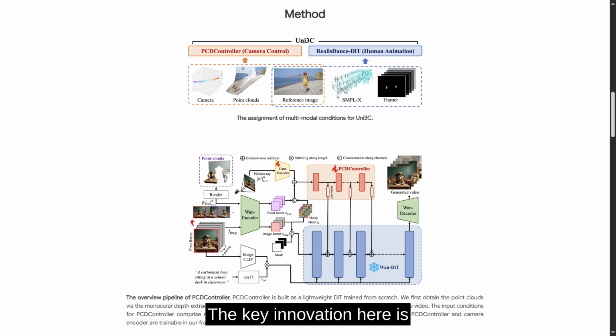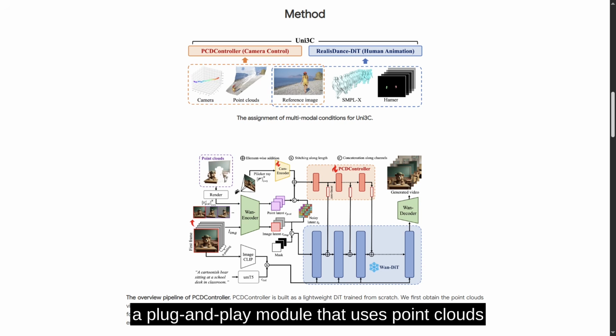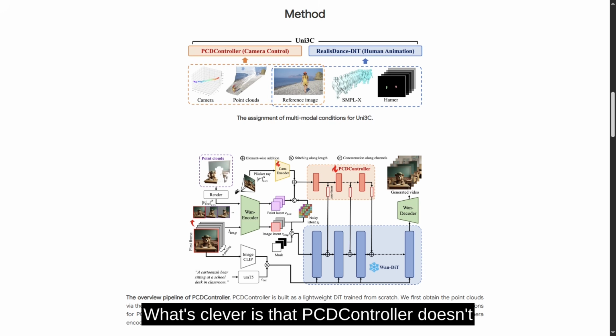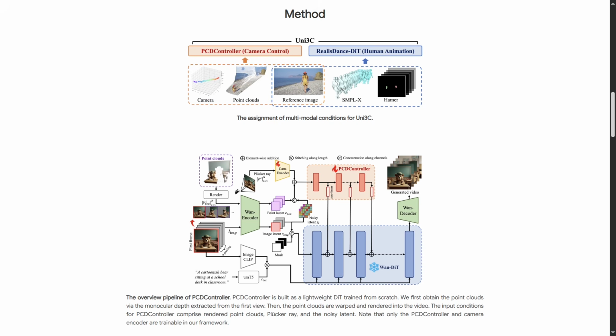The key innovation here is the PCD Controller. It's a plug-and-play module that uses point clouds for precise camera control. Point clouds are 3D representations of the scene extracted from monocular depth, like how your brain judges distance with one eye closed. What's clever is that the PCD Controller doesn't modify the video generation model itself. The base model, like Stable Video Diffusion, stays frozen. You only train a lightweight ControlNet for camera and human motion that is plugged into the model at inference time.